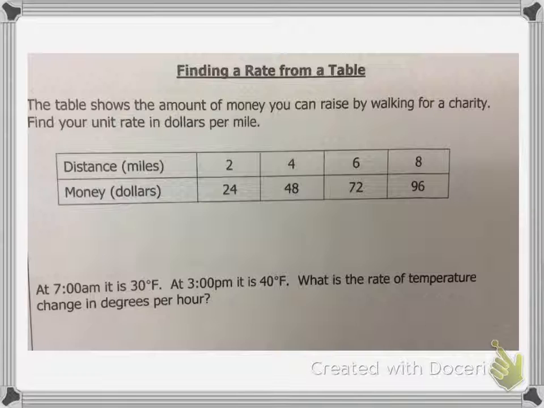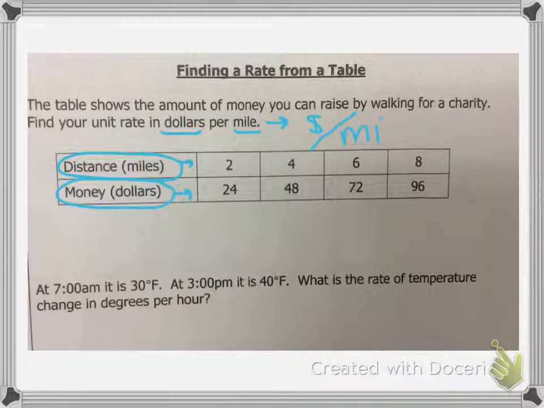Now, in the last example on the page, we want to find a rate from a table. The table shows the amount of money you can raise by walking for a charity. Find your unit rate in dollars per mile. I know in some classes we've talked about per. Per means to divide. So what this is really saying is take your dollars and divide it by the number of miles. Here's your dollars. Here's your miles going across the row.